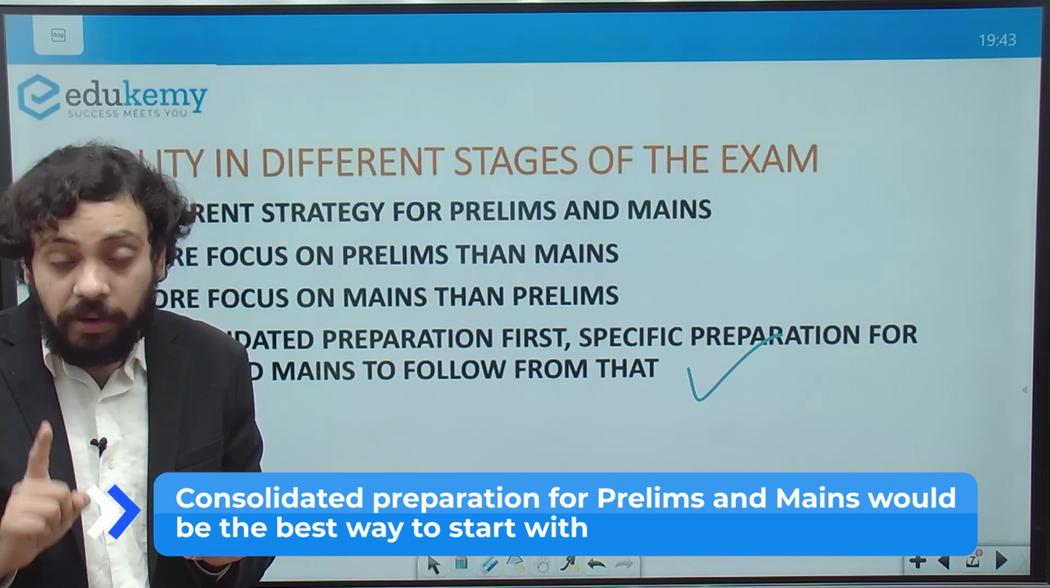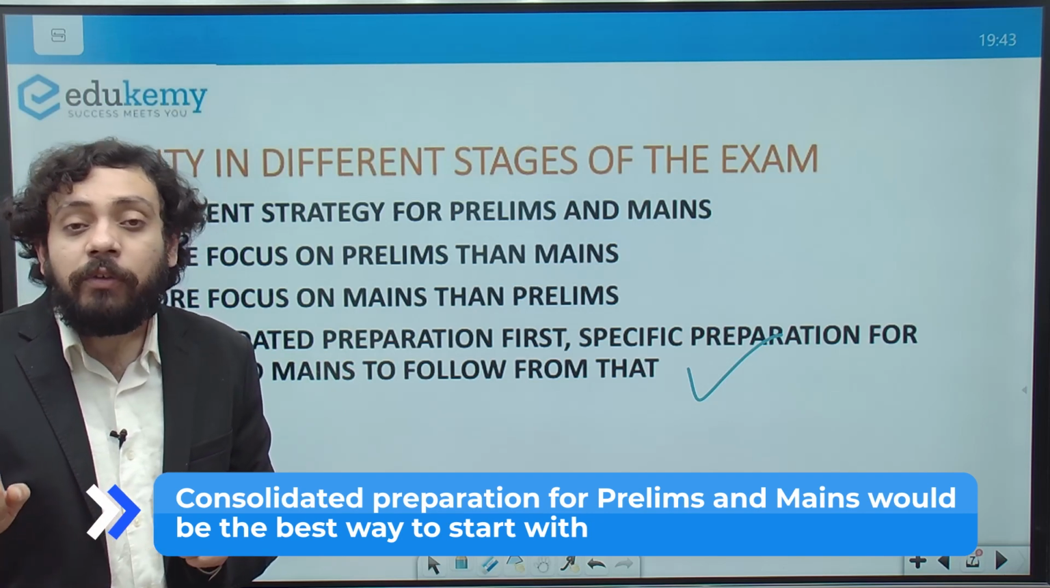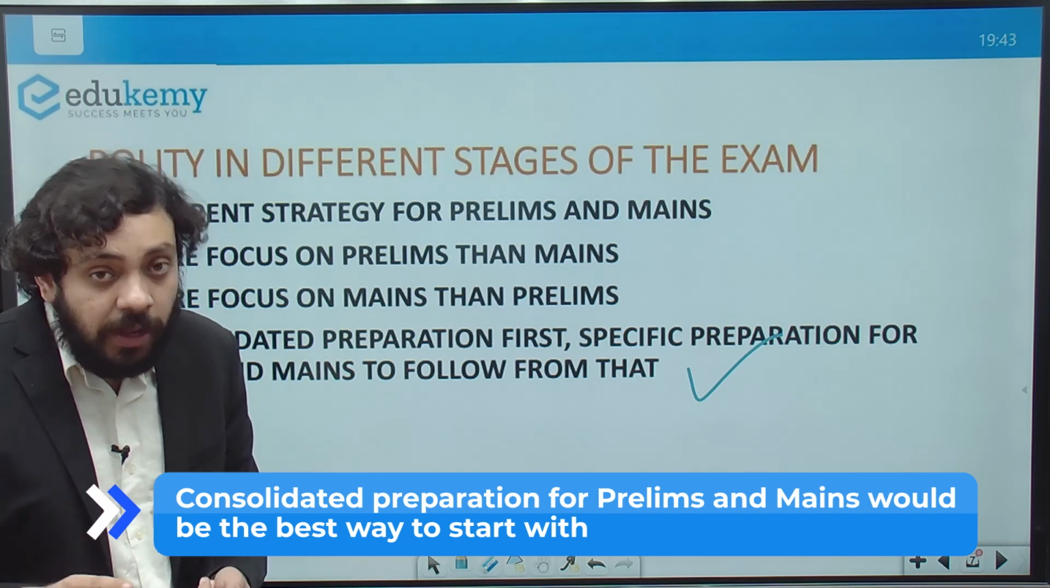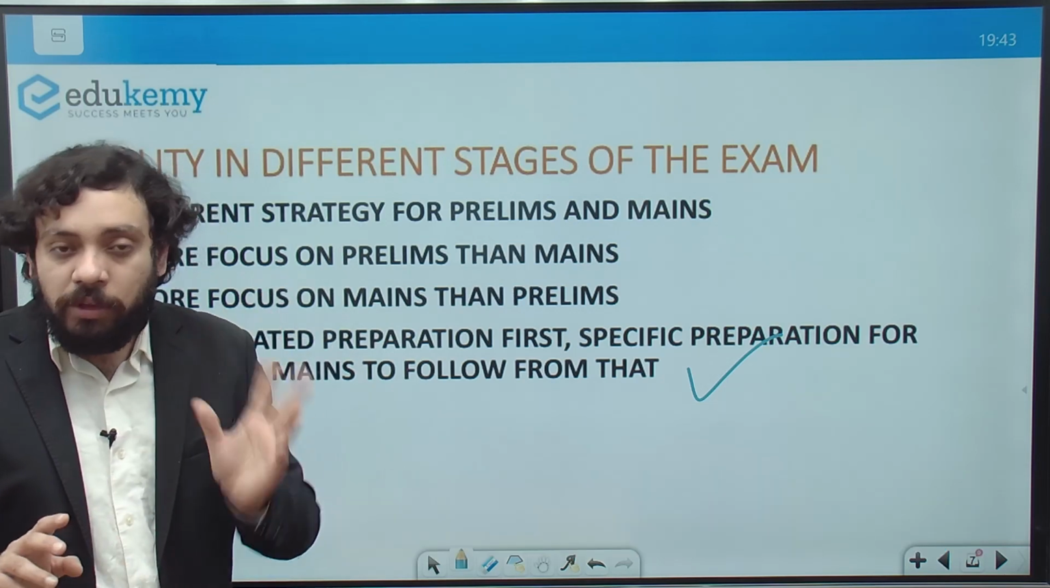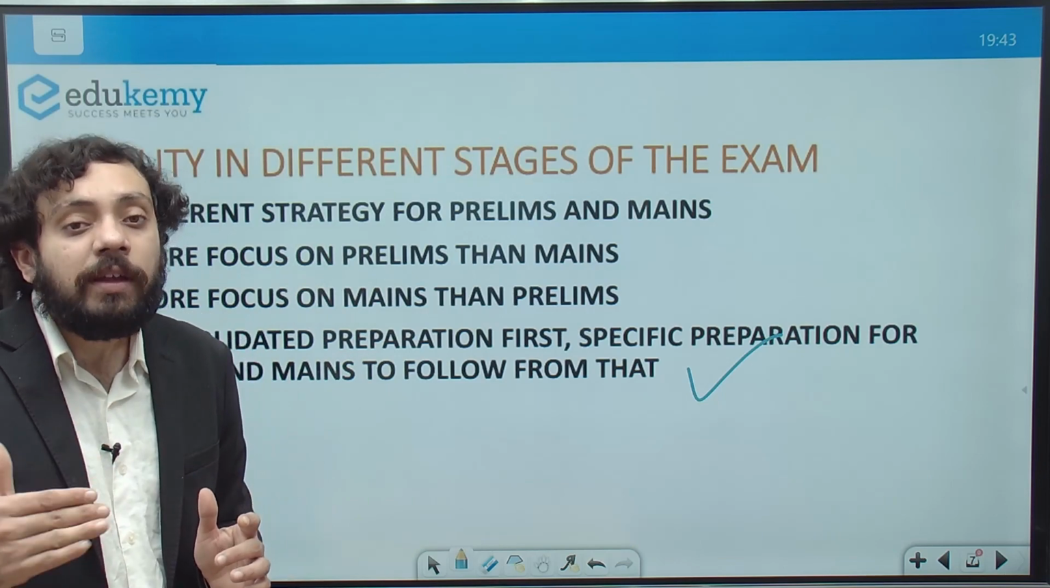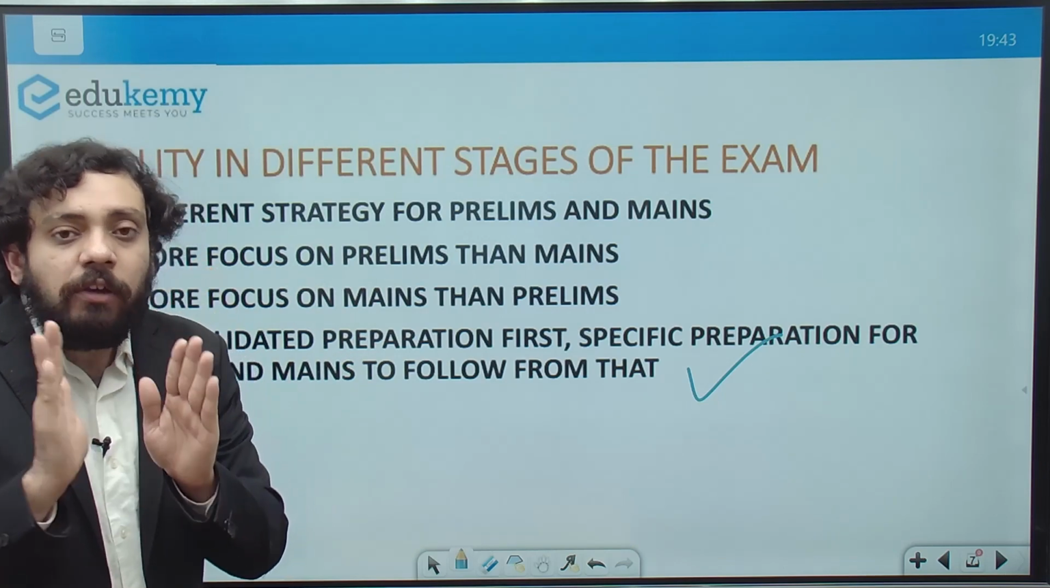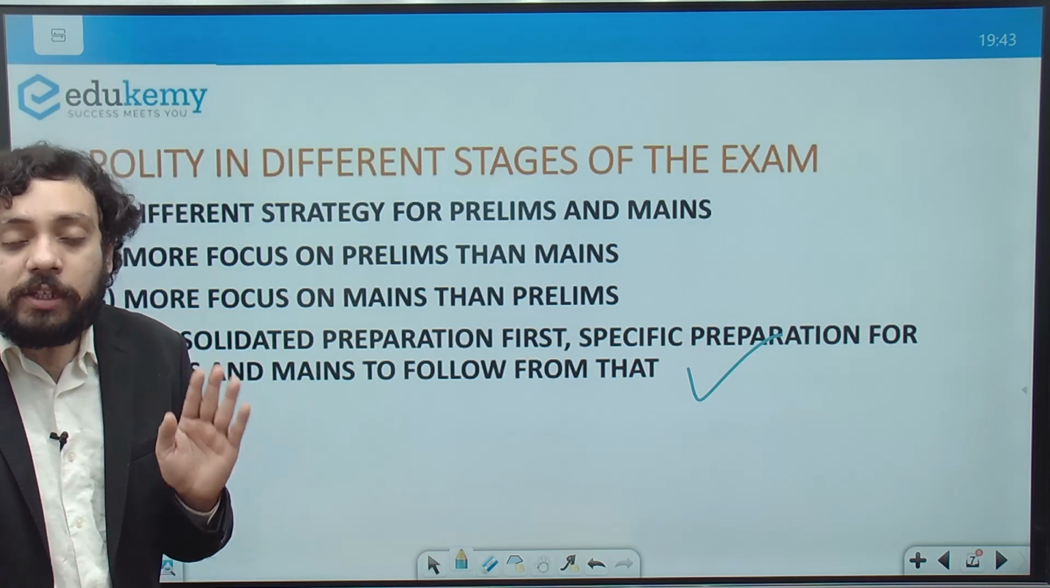It is a big error. It is possible that you end up studying only for the prelims examination and you qualify it, but you're not able to write any answers for the mains examination. And if you keep studying for the mains examination, you're not even able to qualify the prelims. So one-dimensional focus is a big no at this point of preparation.